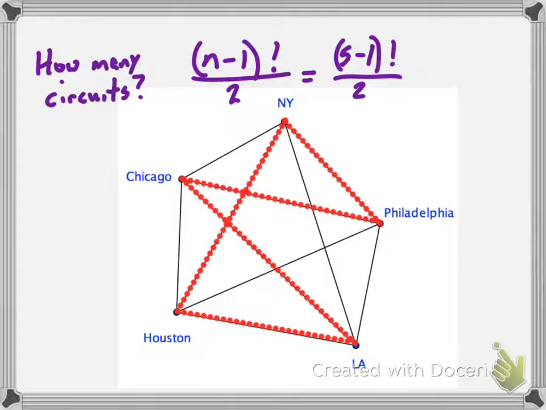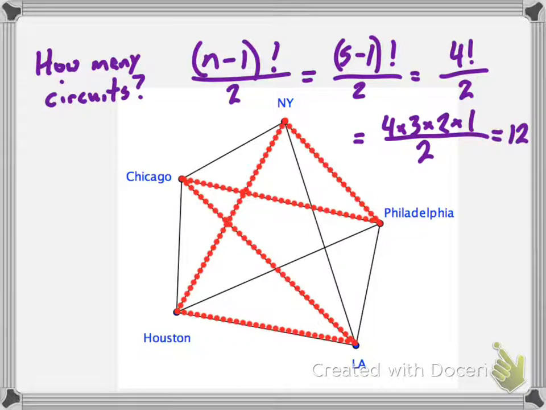So what is that? 5 minus 1 factorial is 4 factorial over 2, which is 4 times 3 times 2 times 1 divided by 2, which gets to 12. So there are actually 12 circuits here.